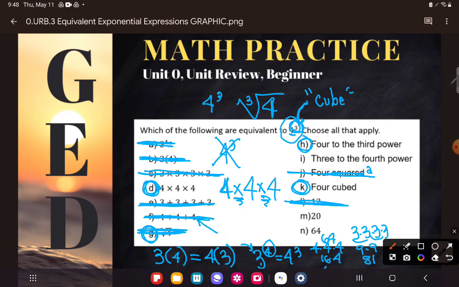Okay, let's see. What do we have left? 3 to the fourth power. Oh, we already said that with numbers. That's not the same thing. Oh, and there you go. We had already simplified 4 to the third power. Since it was the same as 4 times 4 times 4, it was 64. So it's definitely not 20. It is 64. Whoo! My gosh, we just did so much work.